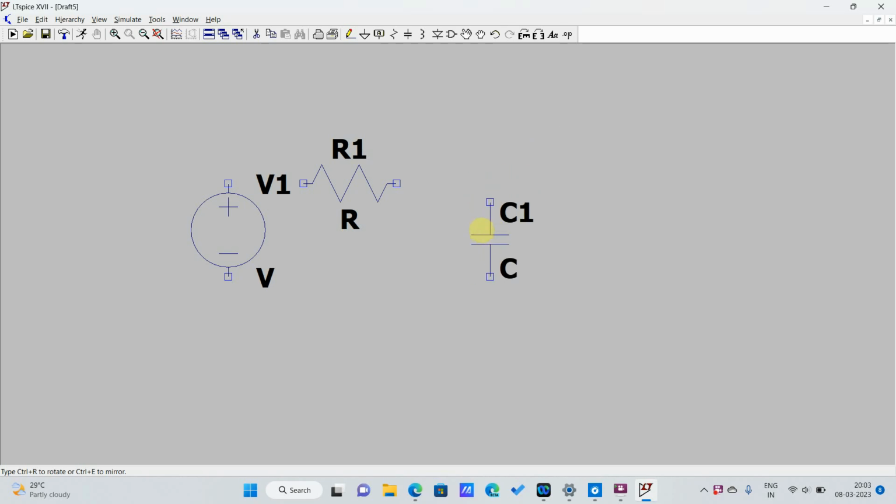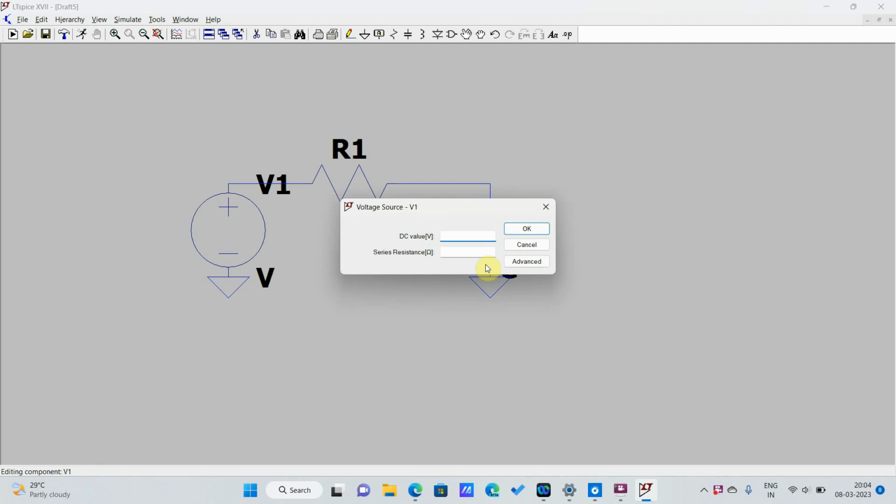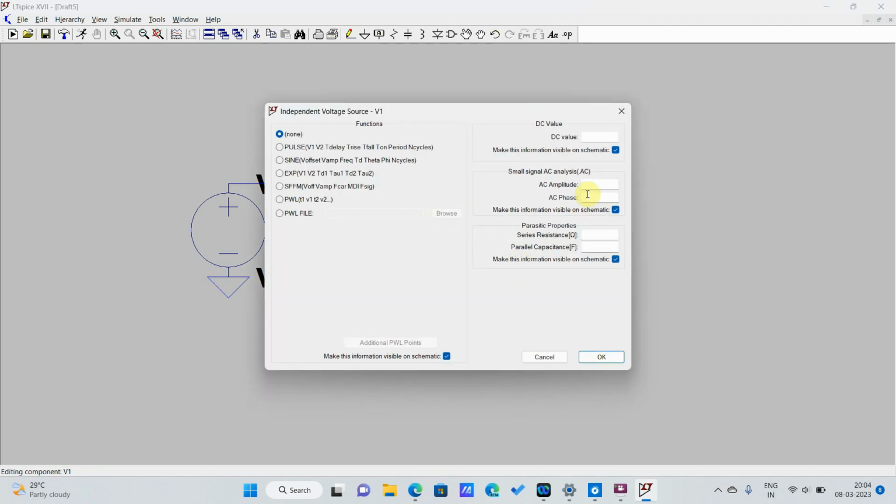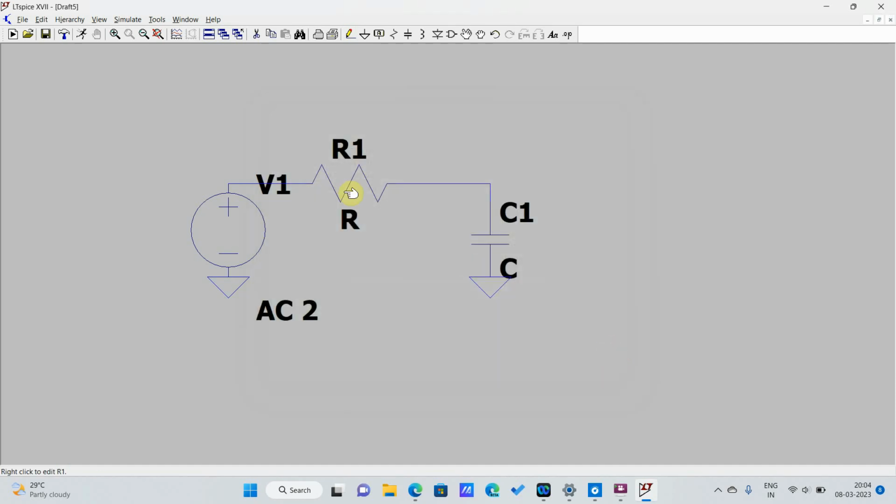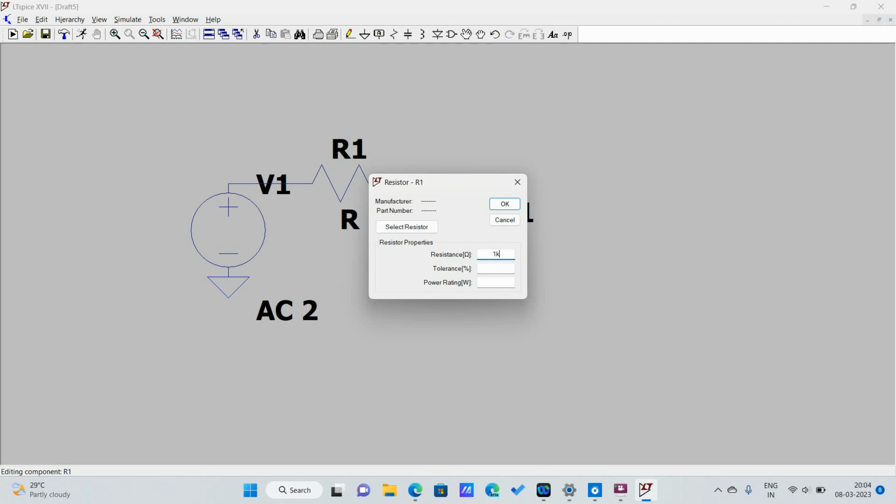So we'll draw an RC circuit. In AC analysis, the voltage source must be an AC voltage. So now let's give the AC amplitude as 2, and let's give some random values for the resistor and the capacitor.